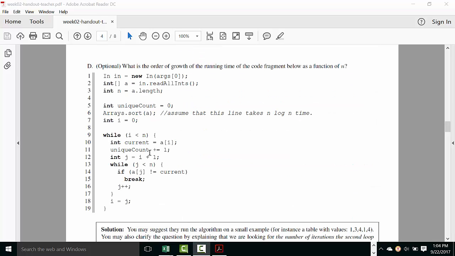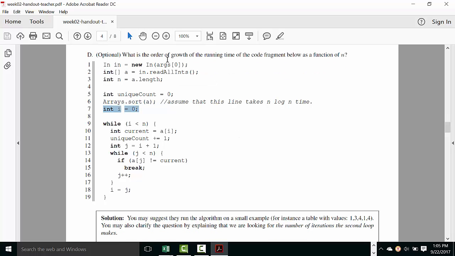So now let's think about part D of the problem. Part D says, what is the order of growth of the running time of the code fragment below as a function of n? It creates an input array based on some argument that's given to you, and then it reads some numbers into this integer array, and then it knows what the length of the array is. And then it sets unique count equals 0, and then it sorts the array, and then has an index i equals 0.